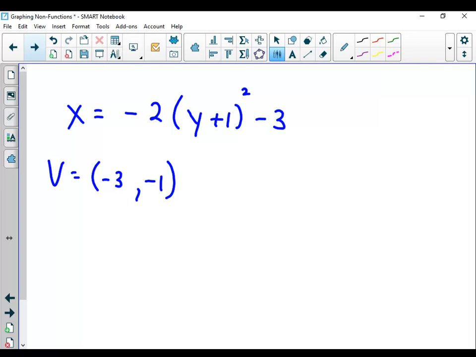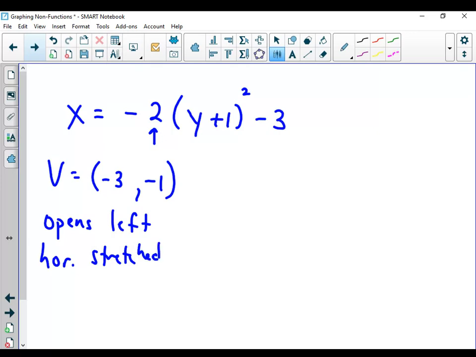Would this one open to the left or open to the right? Open left, open right. Not quite. Left, because we got the negative out front. Is this horizontally stretched or compressed? What's this tell me? Stretched. Horizontally, it's stretched, just like it was stretched before when we looked at the vertical.